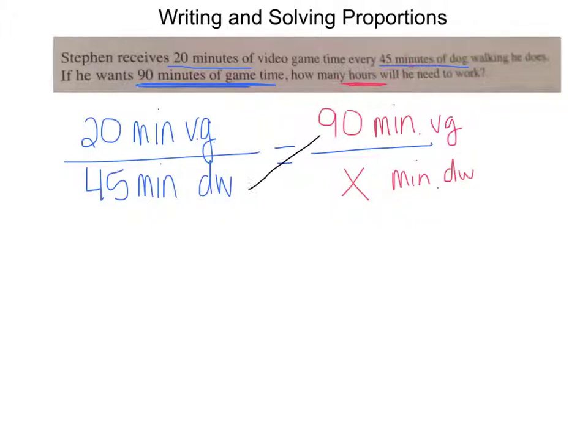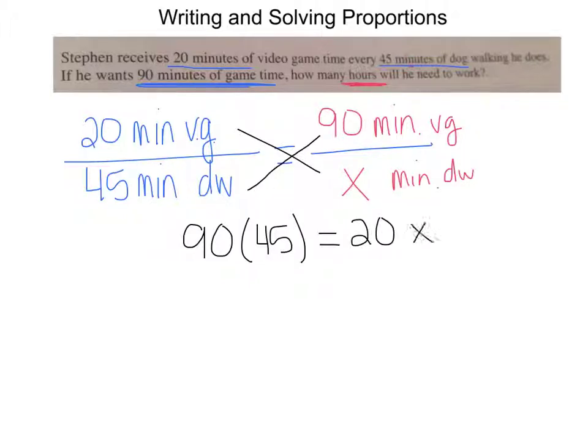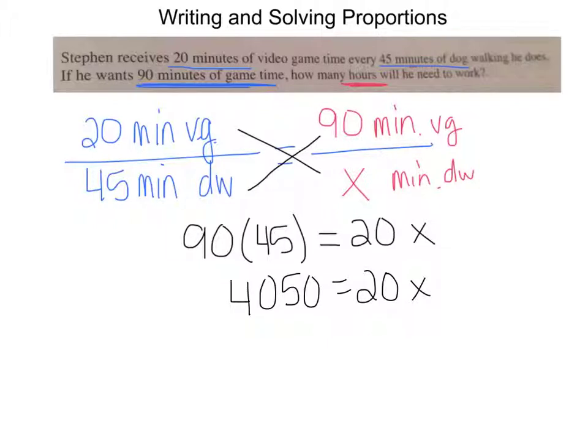Now we just want to use cross multiplication to solve for x. So 90 times 45 is equal to 20 times x. And 90 times 45 is 4,050, and all of that is equal to 20 times x. So now I'm going to do 4,050 divided by 20 to get my x, which is 202.5.